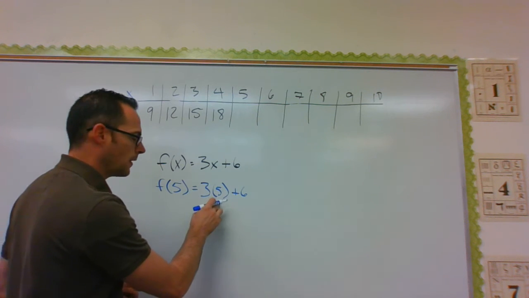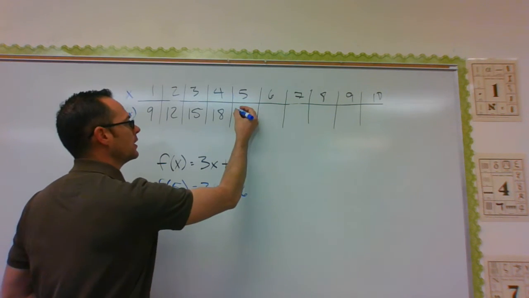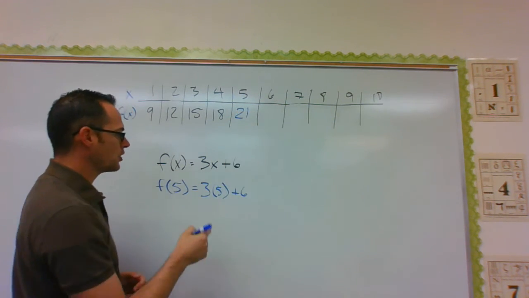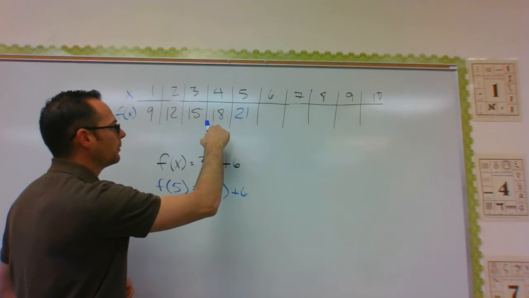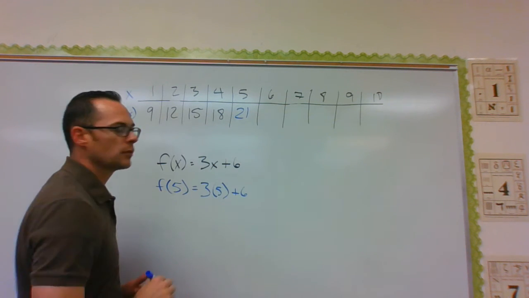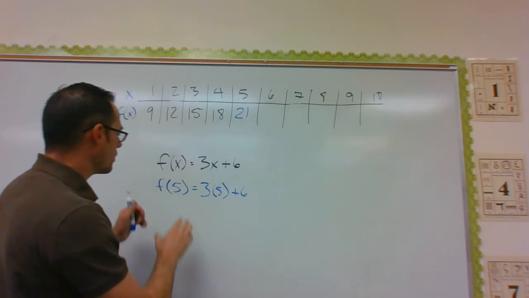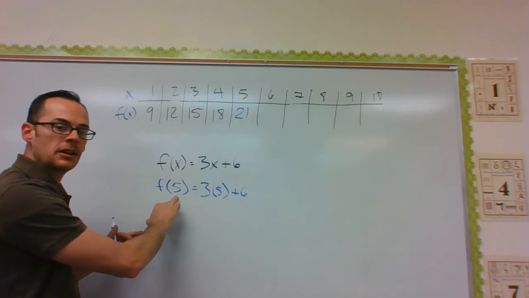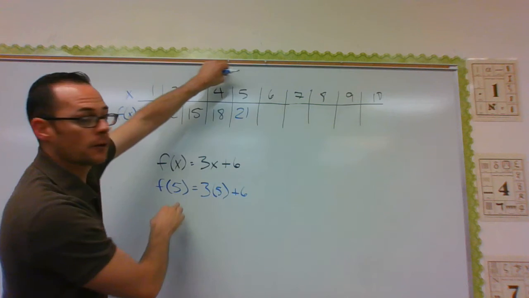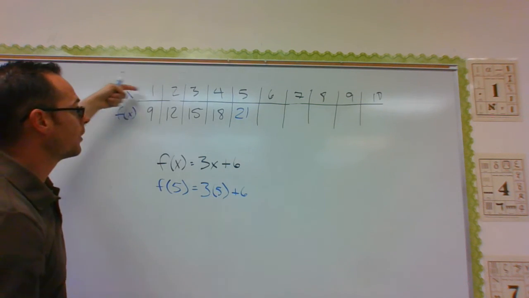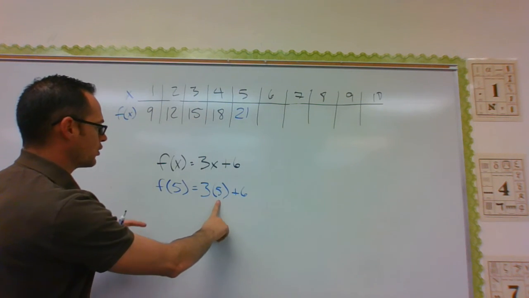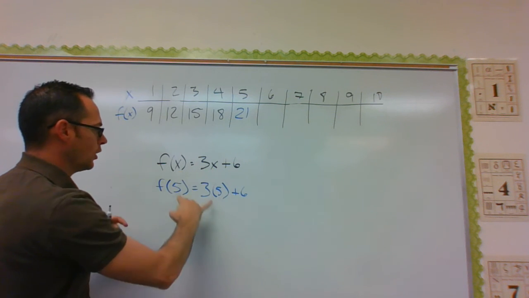So we have 3 times 5 is 15, plus 6 is 21. Now if we want to check, we know that each of these is going up by 3, so 18 plus 3 is 21. So that's all it means: when you have a number here, that means you have an actual number from your input, from here. And it's just replacing the x with that number.